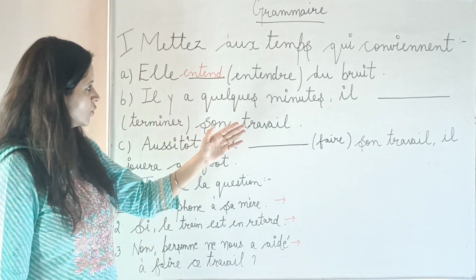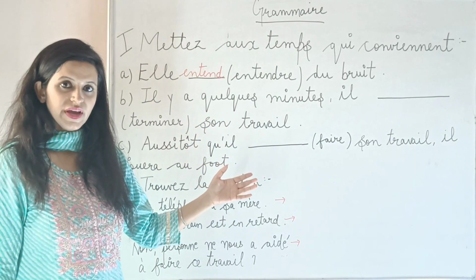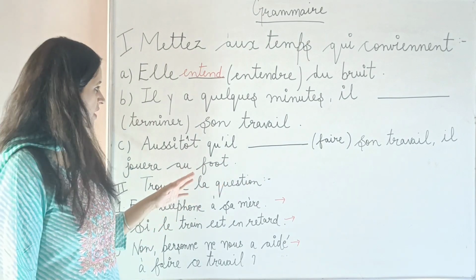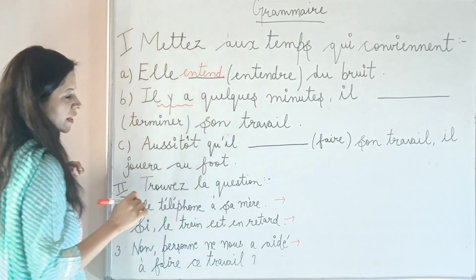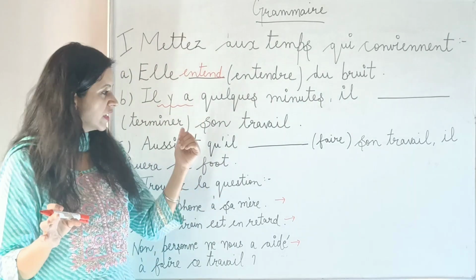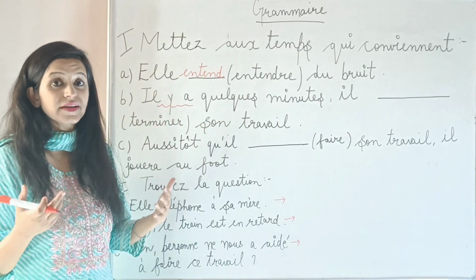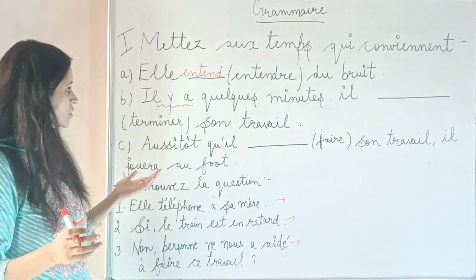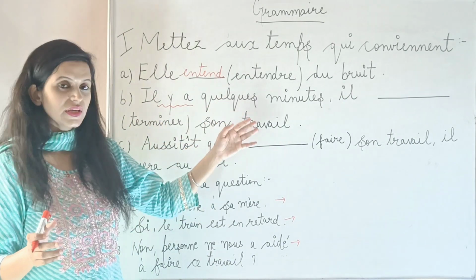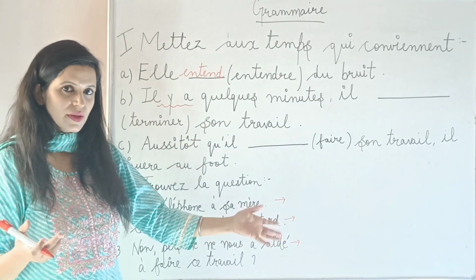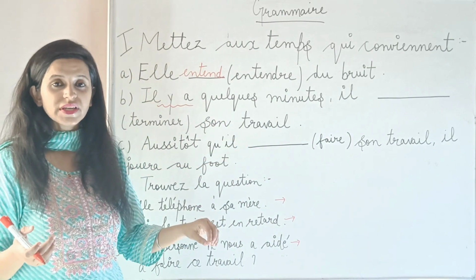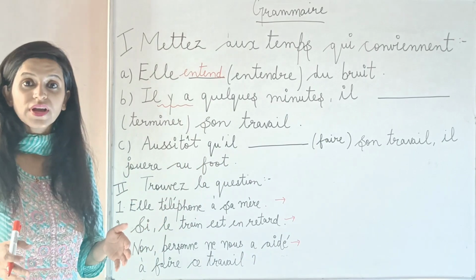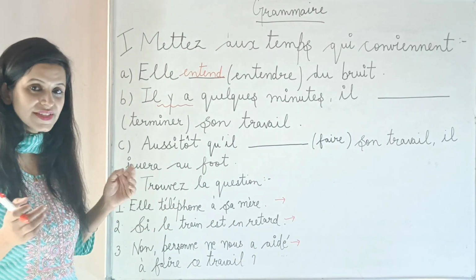Il y a quelques minutes, il dash terminer son travail. So let's look for the keywords. Which is the keyword? The keyword in this is il y a with any time. Now here time is not mentioned. Here it's quelques minutes, some minutes. So that is also the same thing. Il y a quelques minutes, it's been some minutes. Just now something has been done. So when something has been done a few minutes back, you're going to write passé récent, excellent.